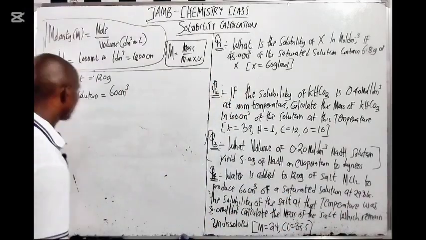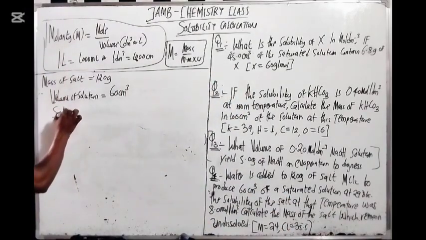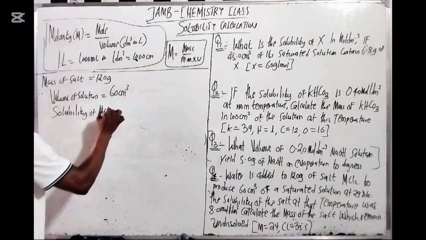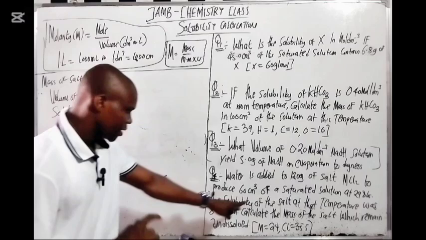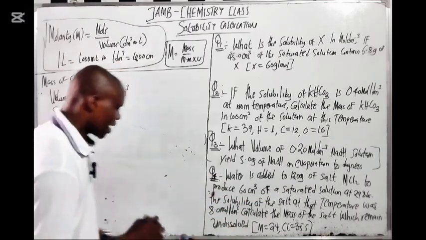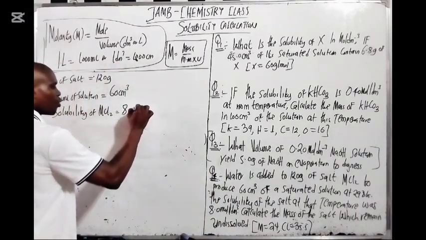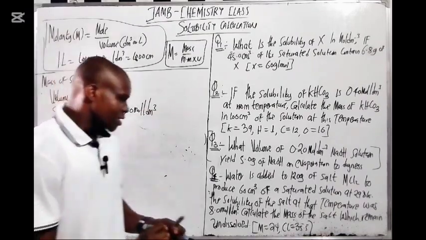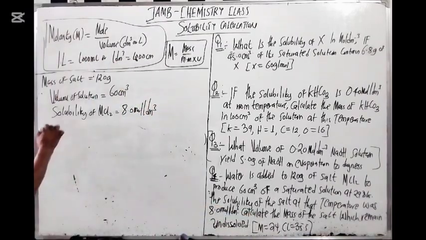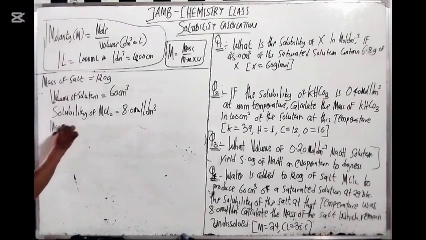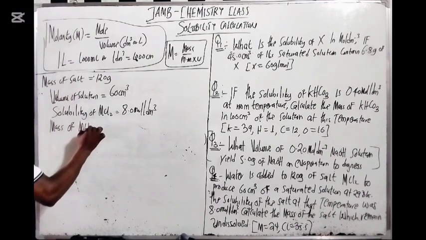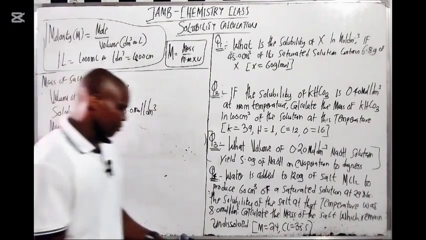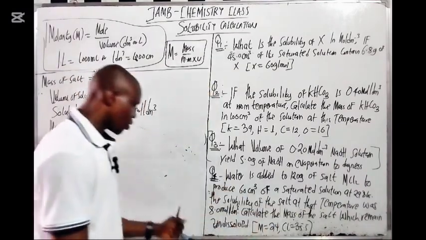So the solubility of MCl2 is equal to 8.0 mole per dm cube. Is it clear? Now let's calculate the mass of the salt. They say calculate the mass of the salt which remain undissolved.